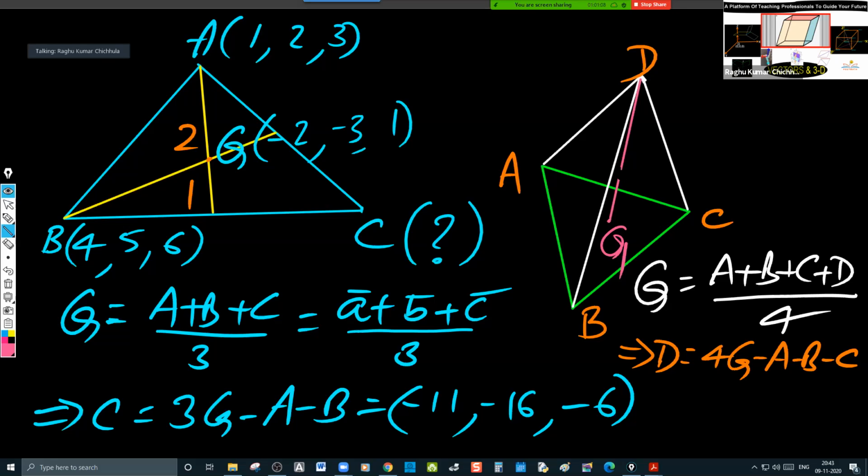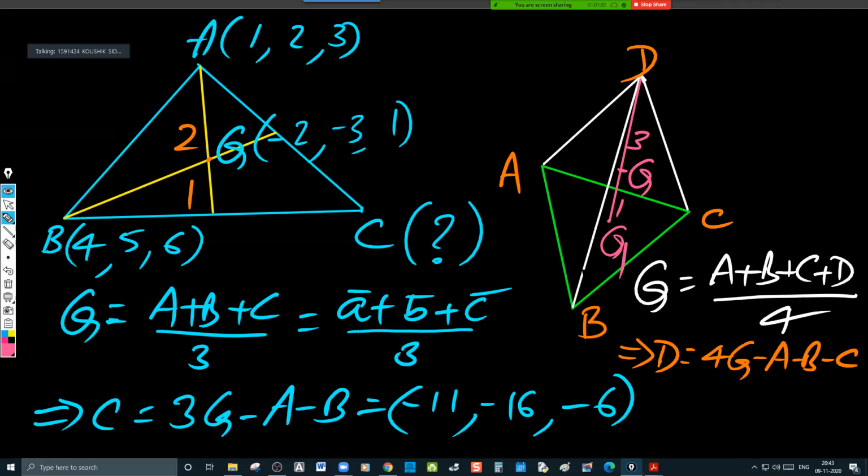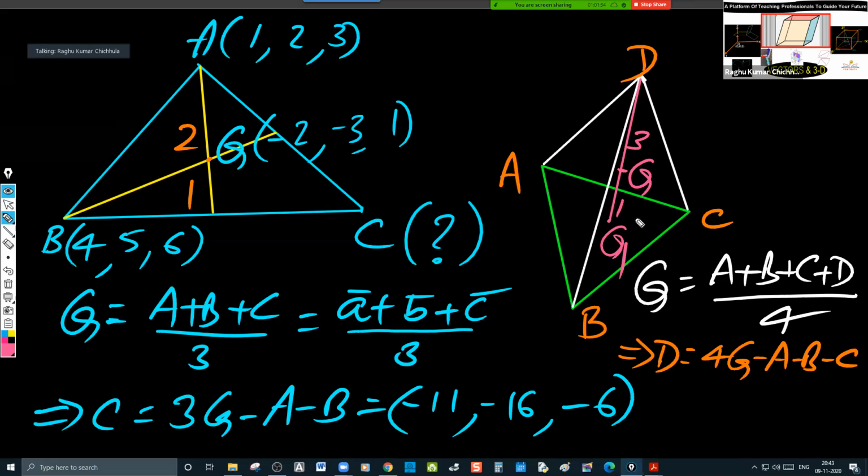Now, the centroid in case of a tetrahedron divides it in the ratio 3:1, but not 2:1. This is an important point to be remembered, because the higher-level syllabus is removed for this year, which means they can concentrate more on basic concepts like this. You must take care.